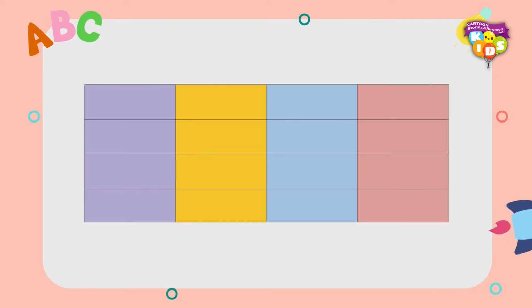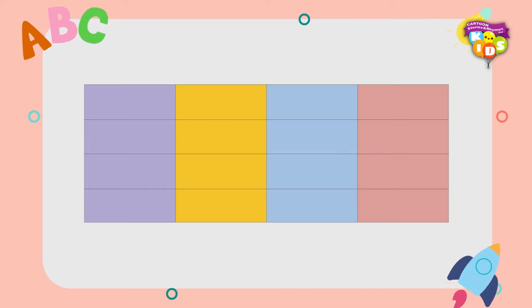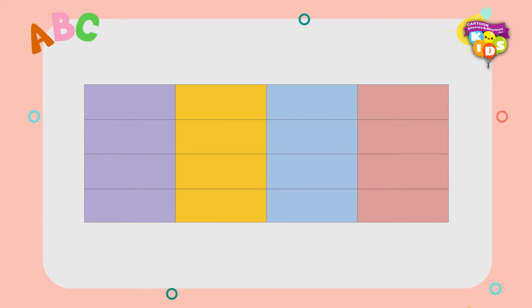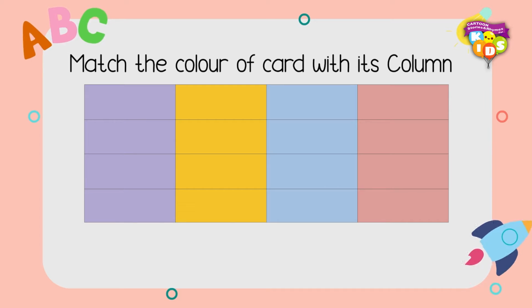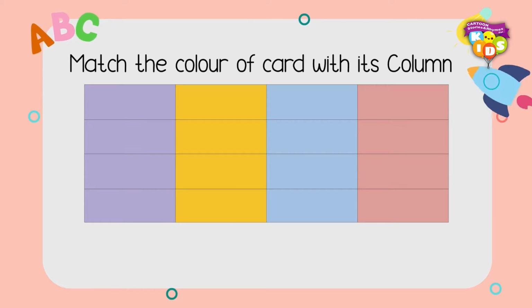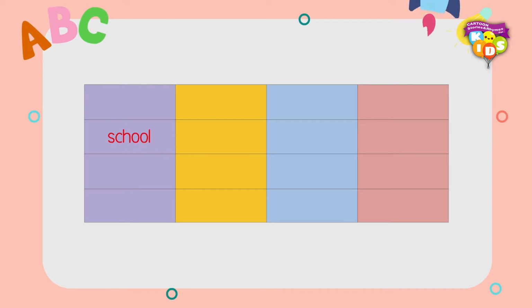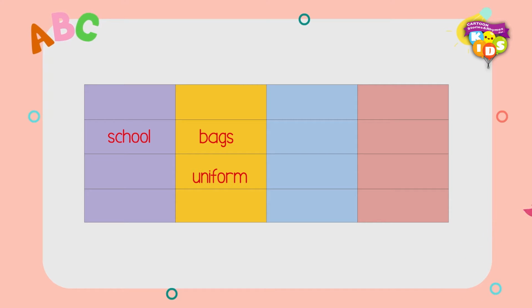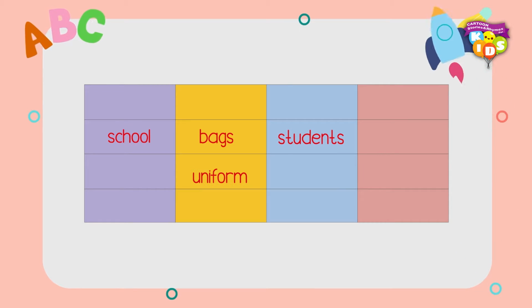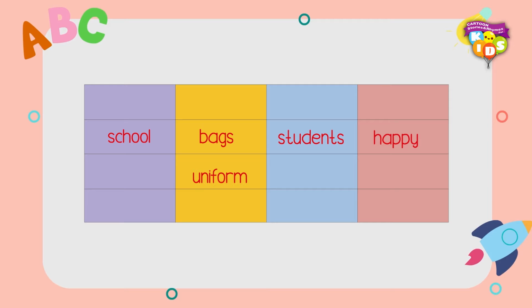Let us continue with sorting the index cards. Please take a look at the table. We are now going to sort the words together according to the color of the index cards. Match the color of the card with its column and write down the word there. You will give your answers turn by turn. Make sure to hold up your colored word card too when you speak. Let us start. Purple is for school. Bags and uniform are both yellow. Students is blue colored. Pink is used for happy.